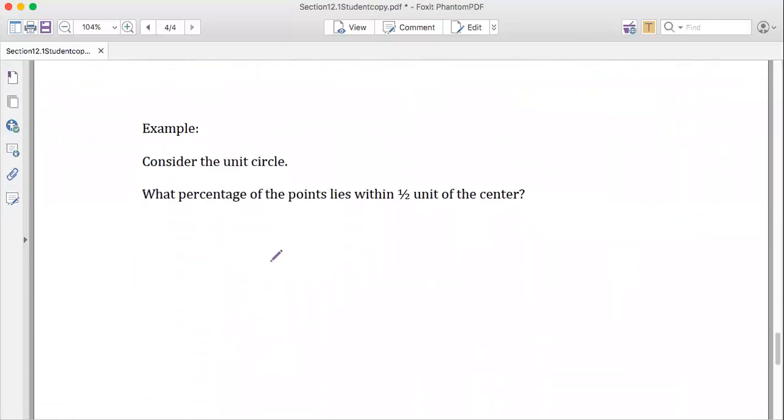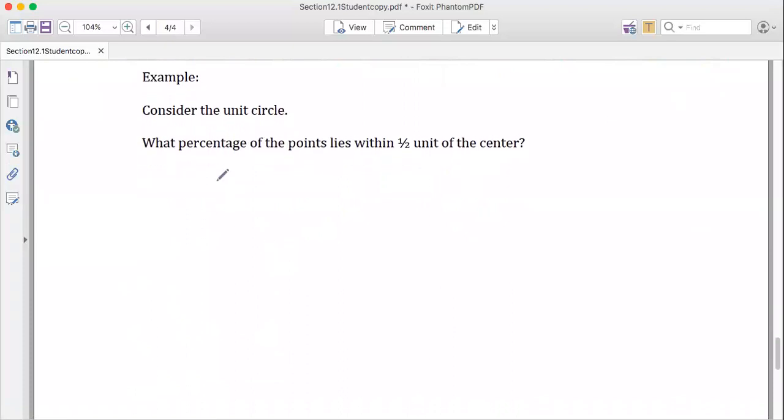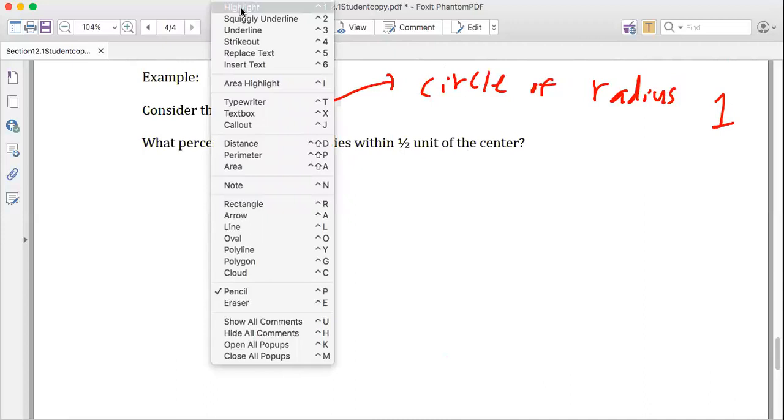We'll take a look at one last example for the section, sort of a short introduction here. But here our last question says, consider the unit circle. Okay, I mean, I kind of always am. Then the follow-up says, what percentage of points lies within 1/2 unit of the center? Well, what is the unit circle to start? The unit circle is the circle of radius 1. So I want to consider my circle of radius 1.